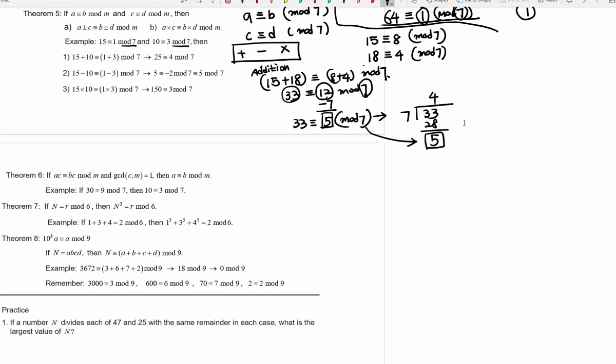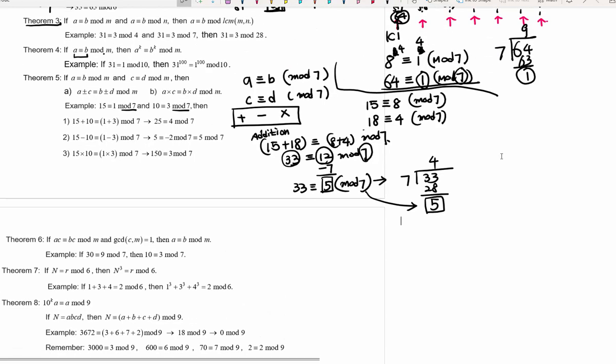Okay? So when you have a big number, a very large number, you can break it into some smaller numbers. Okay? So using applied modular arithmetic, you can find the remainder. Okay, that is an easier way, okay? So you can use subtraction too, okay? I'm gonna use a subtraction.